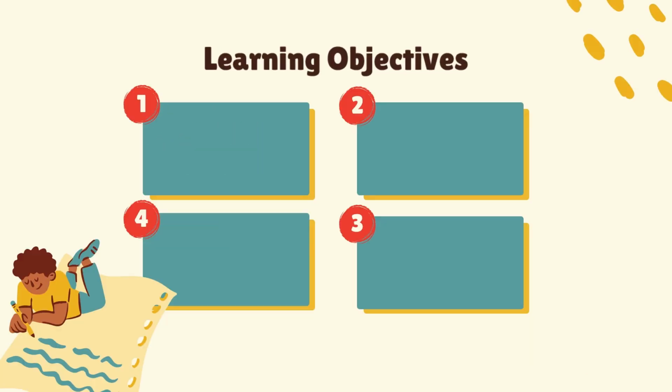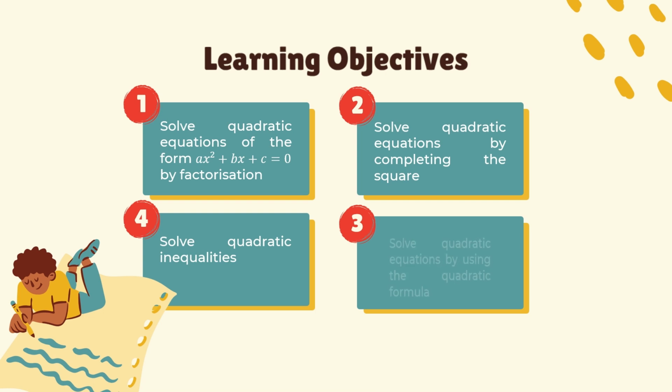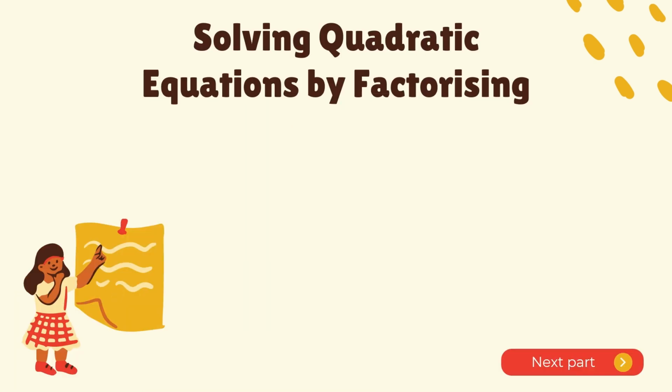Our learning objectives are: first, solve quadratic equations of the form ax squared plus bx plus c equals 0 by factorization. Second, solve quadratic equations by completing the square. Then, solve quadratic equations by using the quadratic formula, and lastly, solve quadratic inequalities. So we start from factorizing.